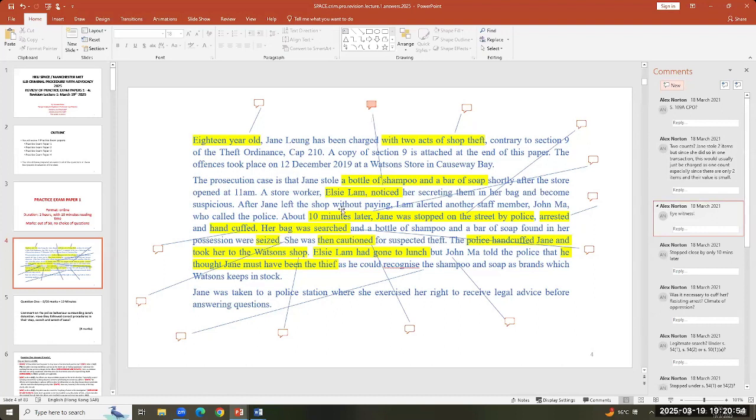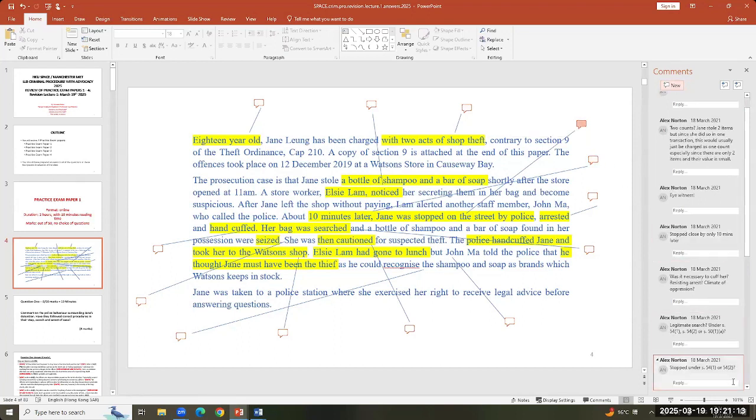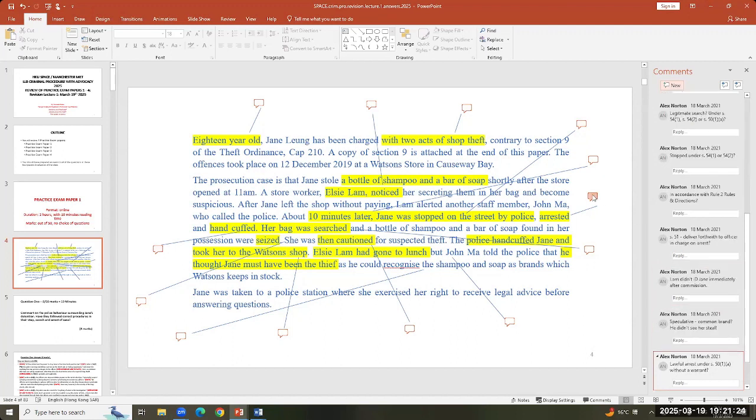About 10 minutes later, she was stopped on the street. So my comment on that is she was stopped close by, only 10 minutes later. So perhaps that's going to their reasons for stopping her, the police. She's stopped on the street by the police, so we need to think about the provisions of Section 54 of the Police Force Ordinance. She was then arrested. So we need to think about, is there a lawful arrest under Section 50, subsection 1A of the Police Force Ordinance without a warrant?